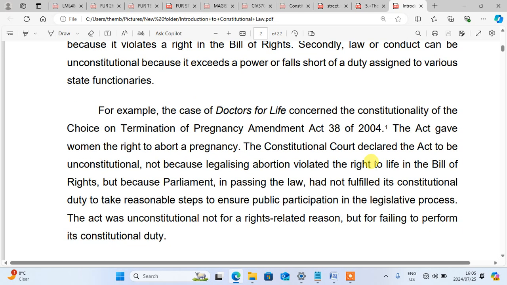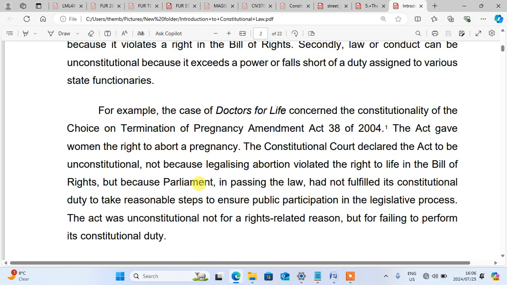Another case is the case of Doctor for Life, which was concerned with the constitutionality of the Choice on Termination of Pregnancy Amendment Act 38 of 2004, where the Act gave women the right to abort a pregnancy. The Constitutional Court declared the Act to be unconstitutional, not because legalizing abortion violated the right to life in the Bill of Rights, but because Parliament, in passing the law, had not fulfilled its constitutional duty to take reasonable steps to ensure public participation in the legislative process. The Act was unconstitutional not for a rights-related reason, but for failing to perform its constitutional duty.